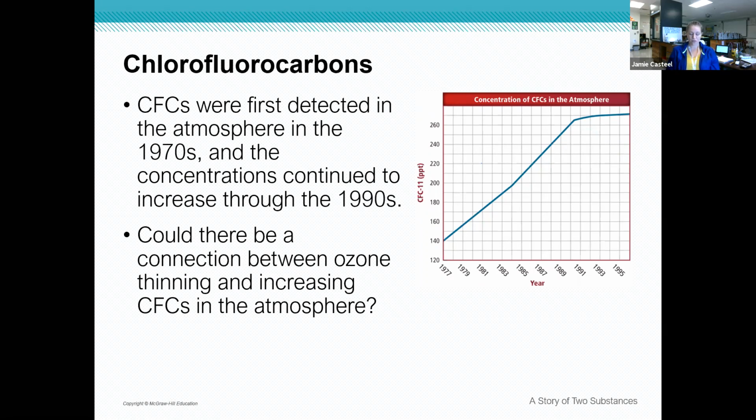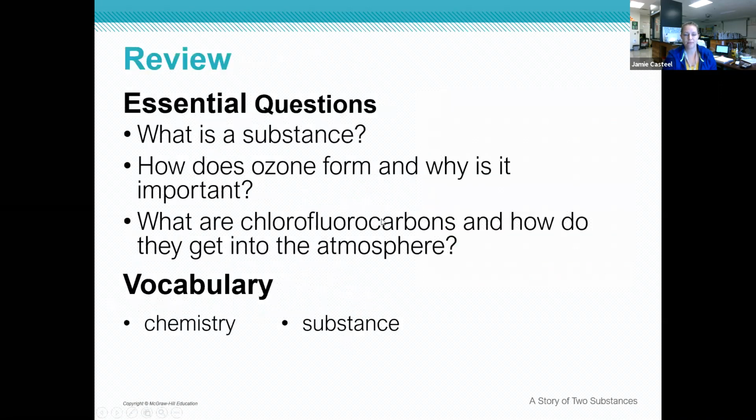Now, when you start to see that, you start to see it increase and it doubles. It almost doubles from 77 to, let's say, 90. So a little over 10 years, the amount doubles. That starts to be kind of scary. Could there be a connection between the ozone thinning and increasing CFCs in the atmosphere? Maybe. Maybe. We're going to find that out.